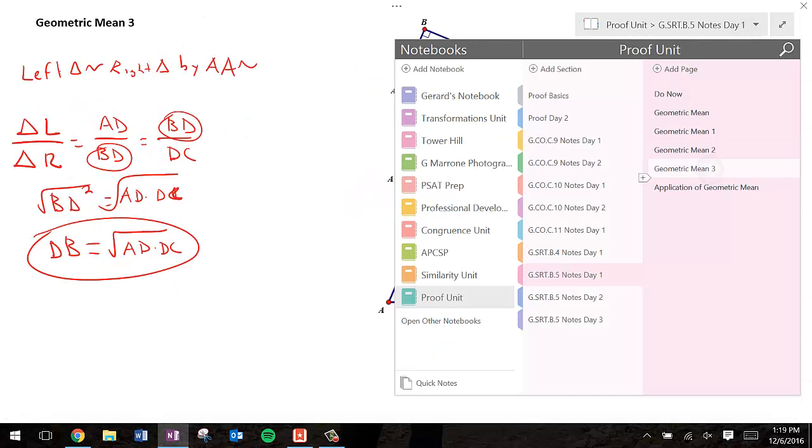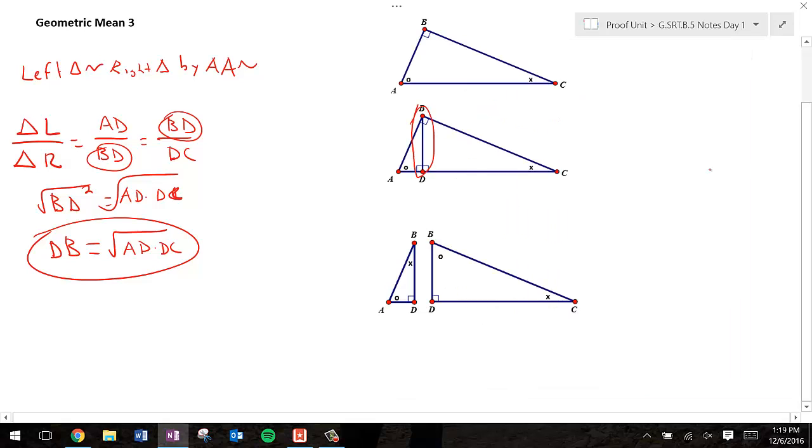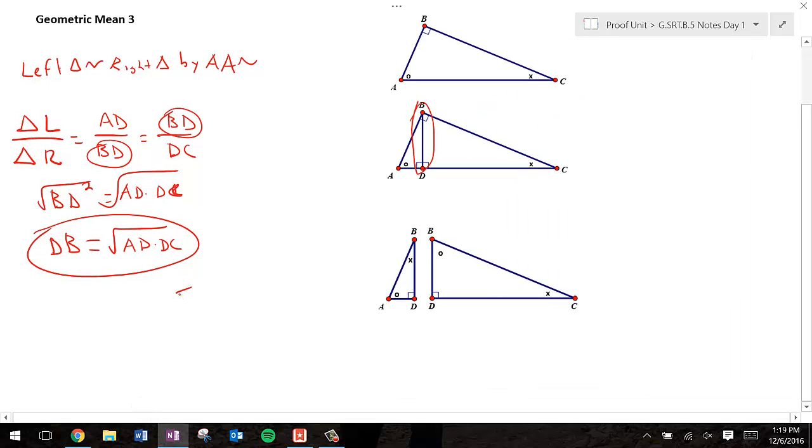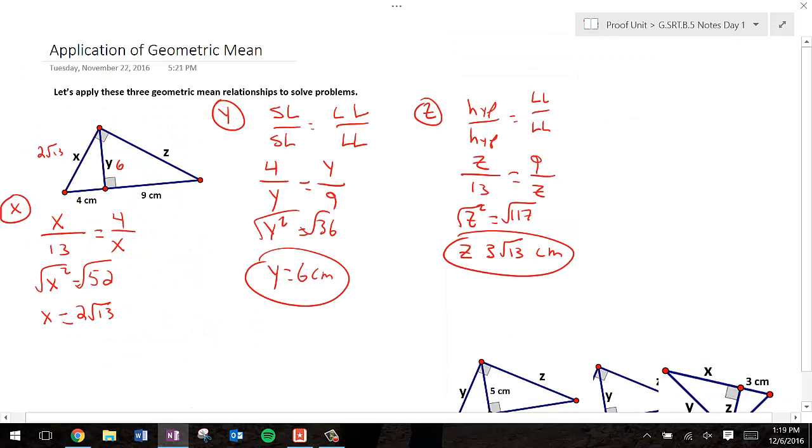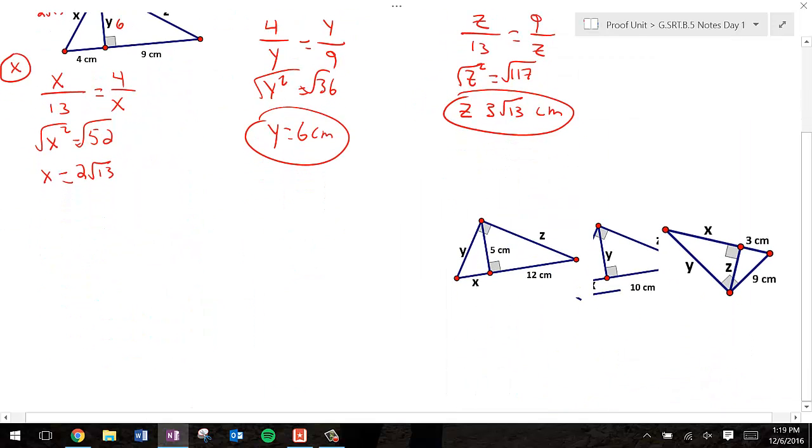And in mean 3, it is going to be short leg over short leg equals long leg over long leg. And once again, this is left triangle over right triangle here. So with that being said, I want you to try 2, 3, and 4, which I've moved around. You have them on your paper. And when you come back, I will have answers posted for each one of these for you.